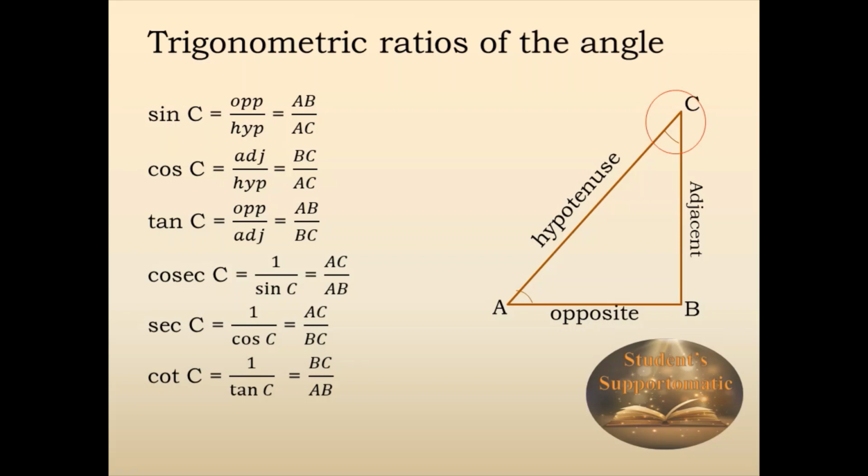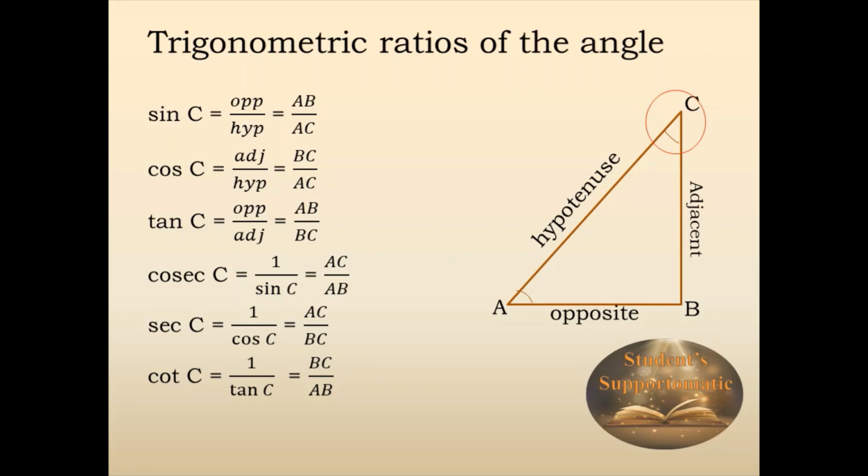So next we will write the ratios with respect to the angle C. Observe here, sin C is equal to opposite by hypotenuse. What is the opposite line to the angle C? That is AB. So sin C is equal to AB by AC. Then cos C is equal to adjacent by hypotenuse. The adjacent line to the angle C is BC. So BC by hypotenuse AC, that is BC by AC. And tan C is equal to opposite by adjacent, that is AB by BC.